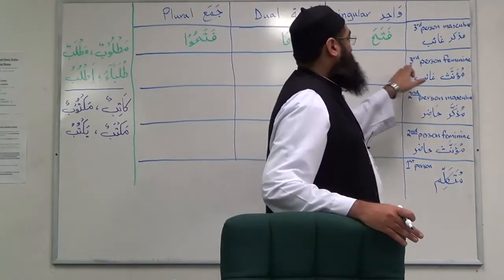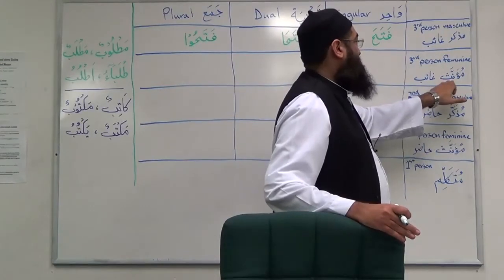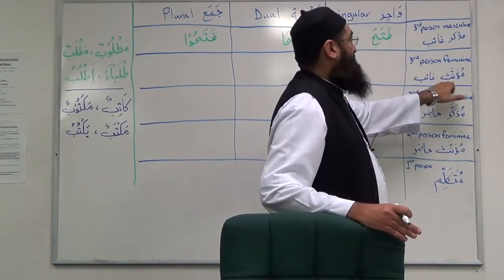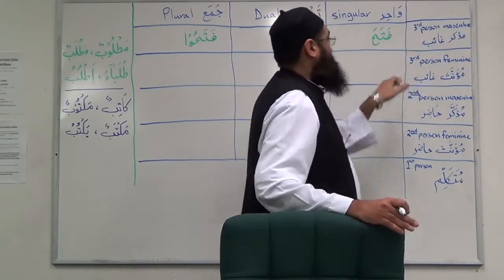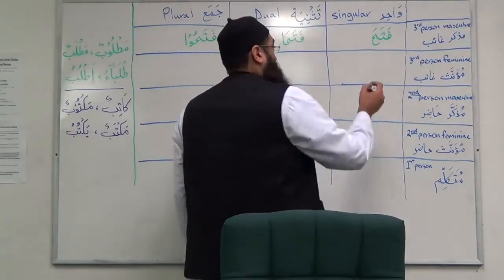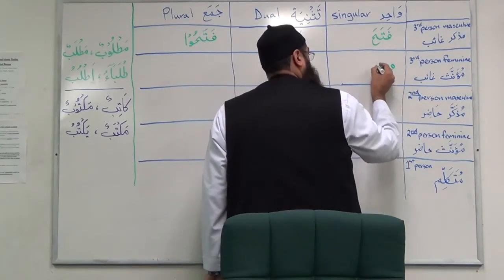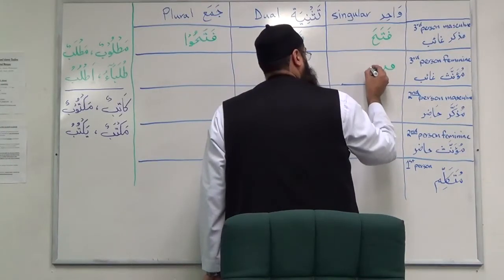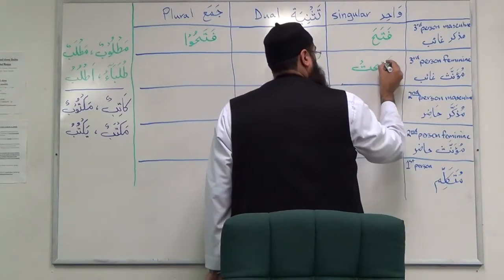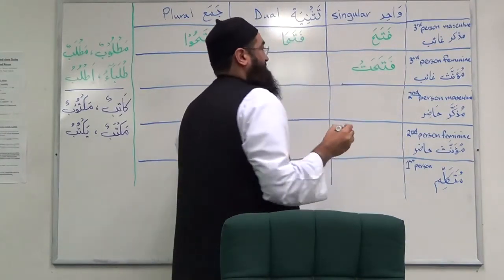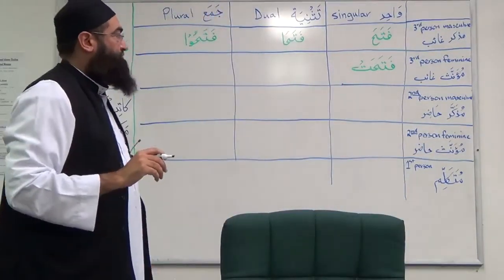Alright, now we're going to go to the third person feminine. Wahid, mu'annath, ghaib. Mu'annath means feminine, ghaib means third person. We're talking about somebody and it's still singular. So that one lady opened the door. Fatahat. So we added a ta sakina, a ta with a sukun on it.